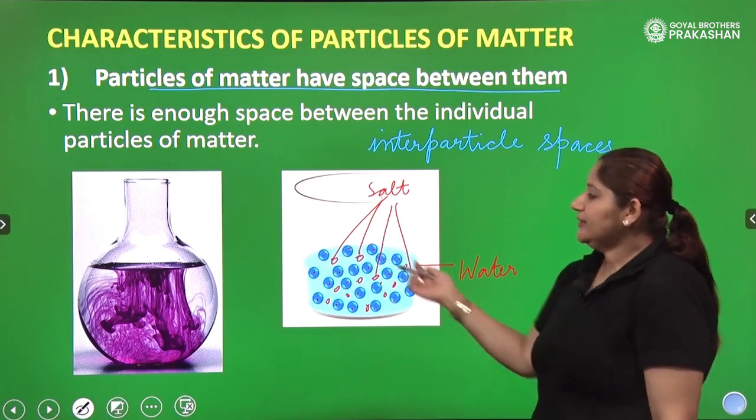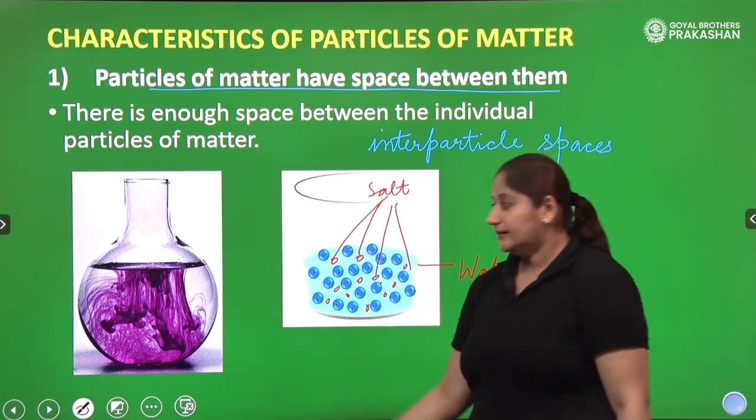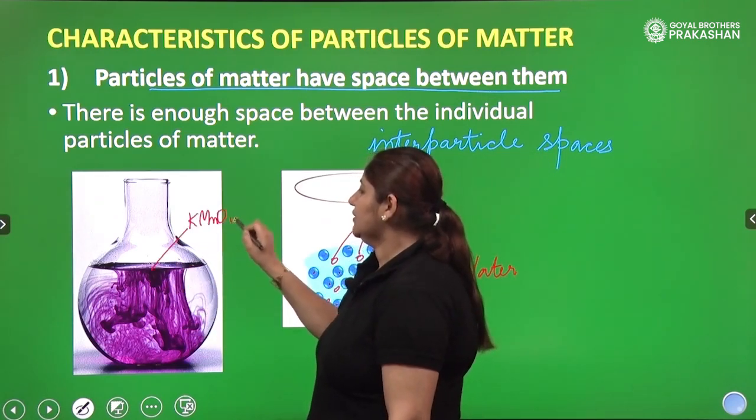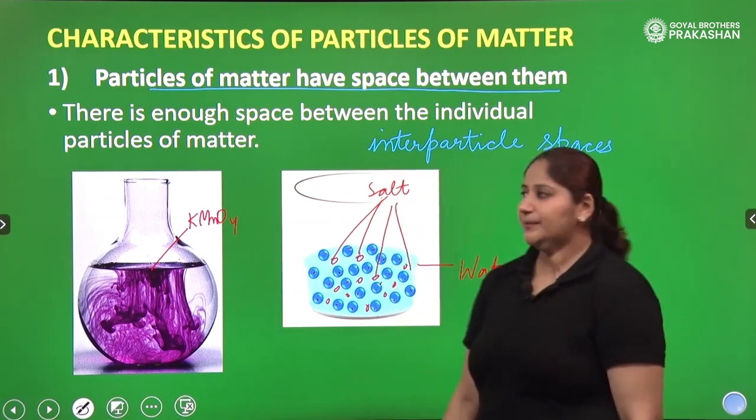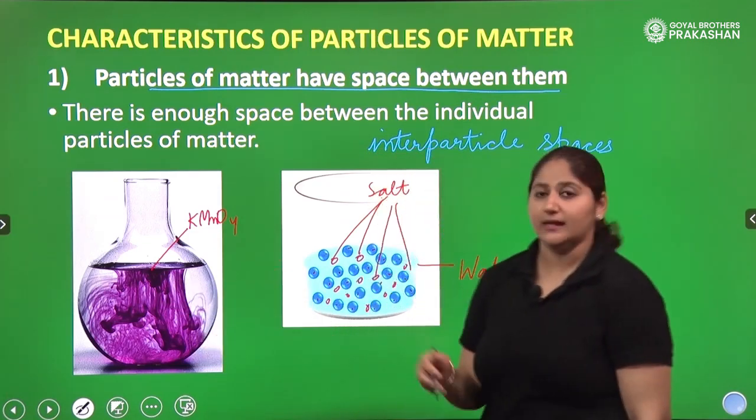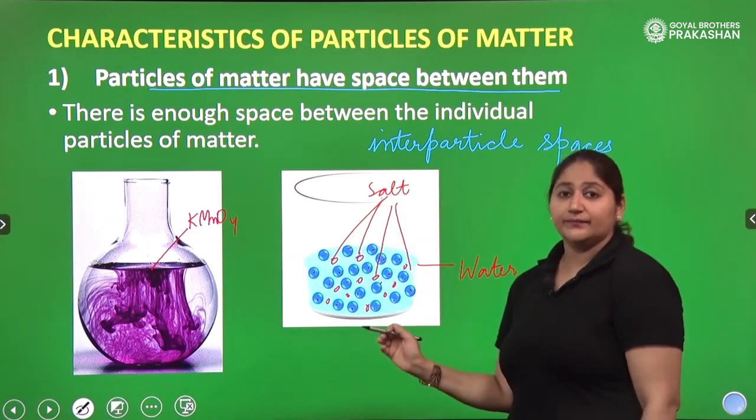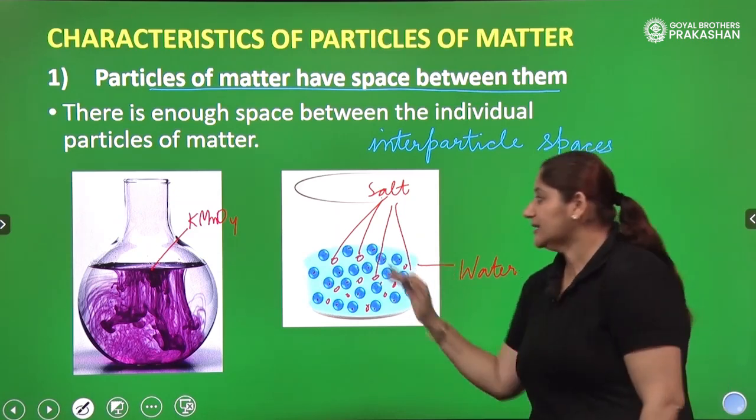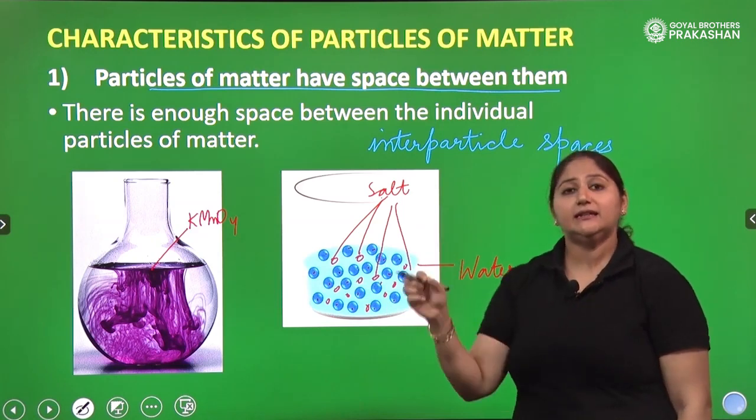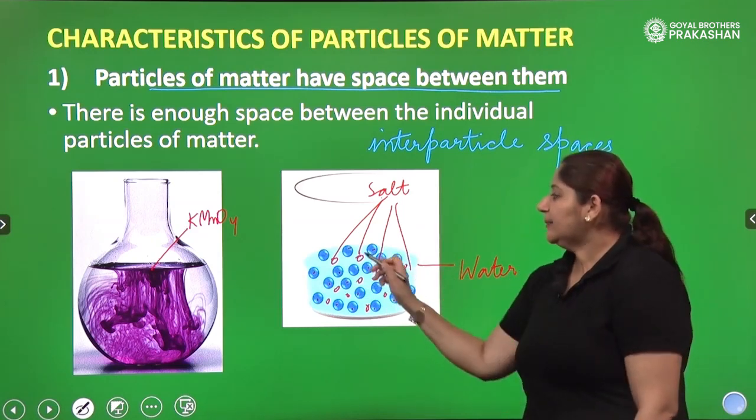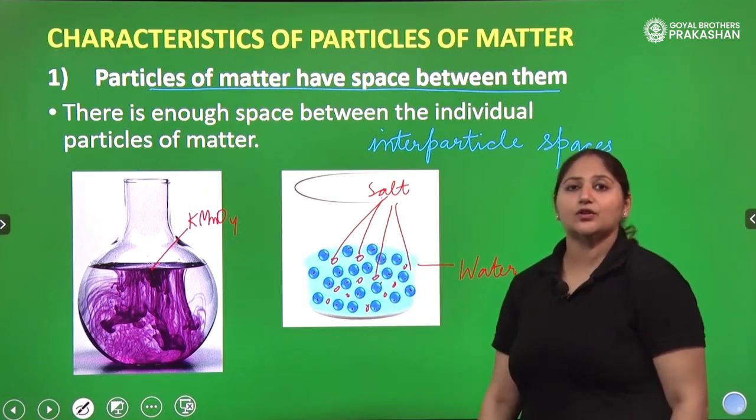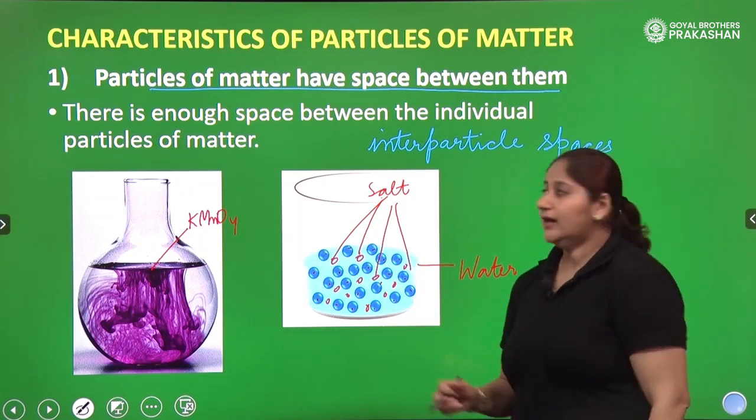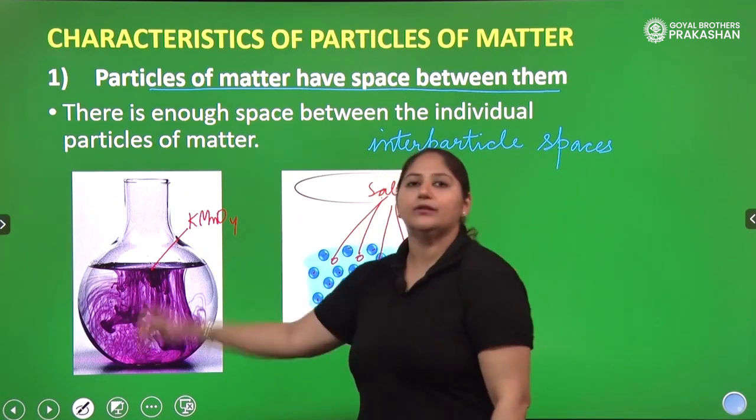So, when you see this particular example, what do you see here? This dark purple coloration is because of KMnO4, right? It is potassium permanganate. Children, this potassium permanganate can easily dissolve in water because, again, if these are water molecules, when we see at the microscopic level, there are interparticle spaces between them. There are spaces between them which are known as interparticle spaces. So, the potassium permanganate particles can also fit into the spaces between the water molecules, just like salt or sugar, and therefore it can easily dissolve in water.